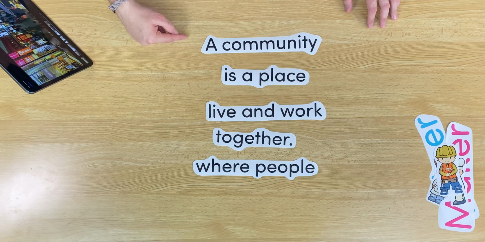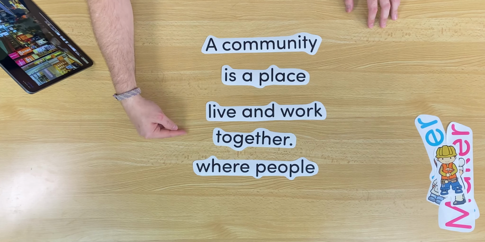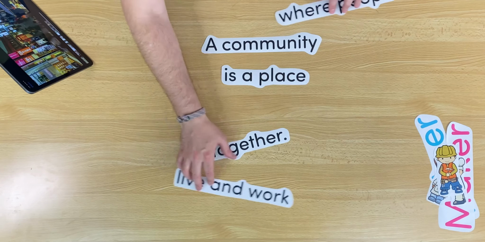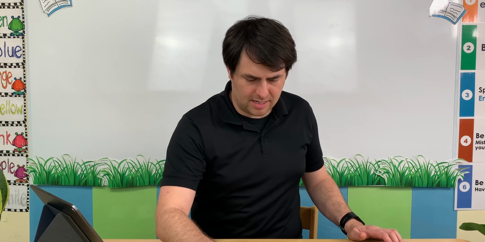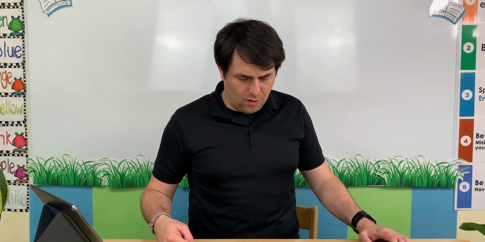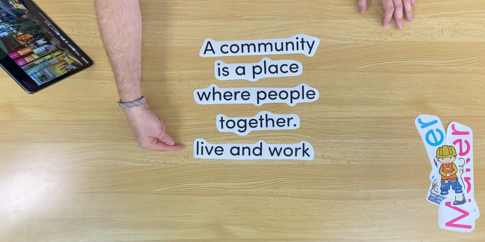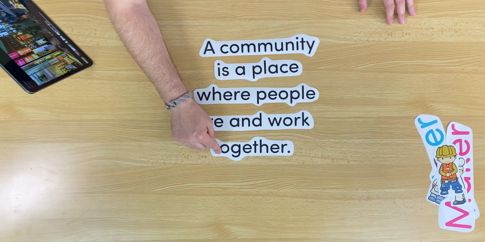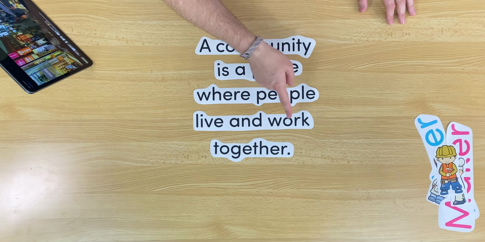The next part we're looking for is where people. So tell me when we get to that. Ready? Go down. Tell me to stop. There it is. Where people. All right. Let's move these down. A community is a place where people, let's see here, live and work. That's our next part. Tell me when to stop. There it is. Live and work. And then that means the last part is this word here, together. So let's look at what this means. So a community is a place where people live and work together.